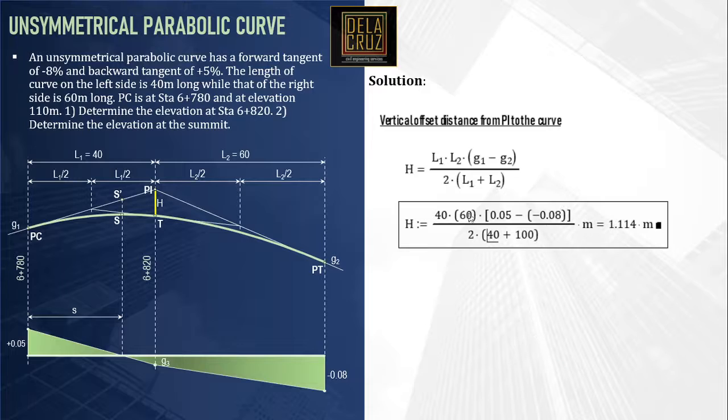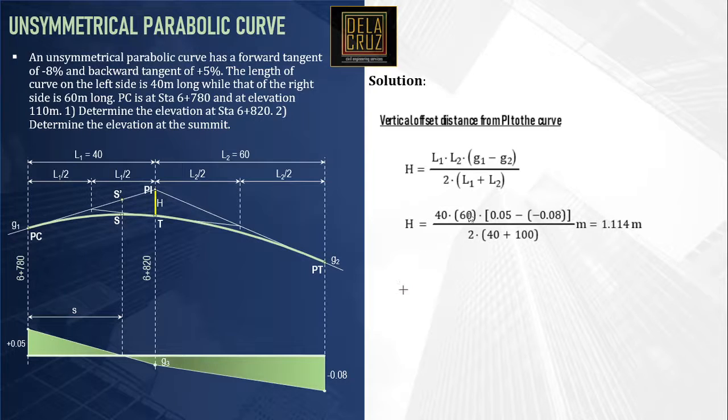Okay, anyway, so calculating the elevation of PI, that would be the elevation of PC plus the vertical offset distance of PI to PC. So that would be G1 times L1. Substituting, we have elevation of PC 110 meters, G1 is positive 0.05, then L1 is 40. Therefore, the elevation of PI is 112 meters.